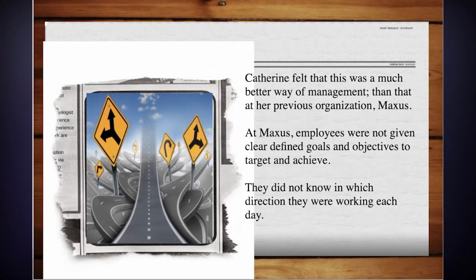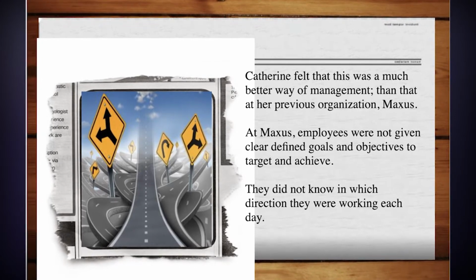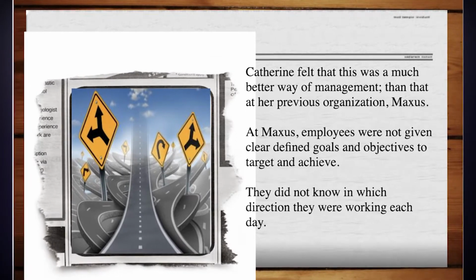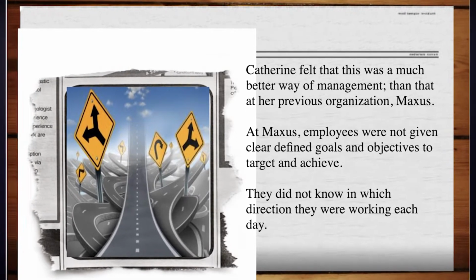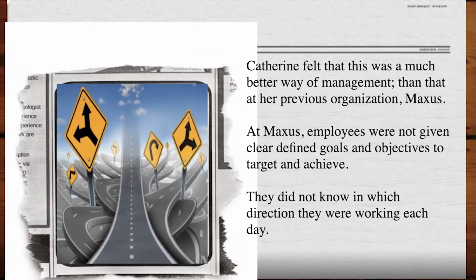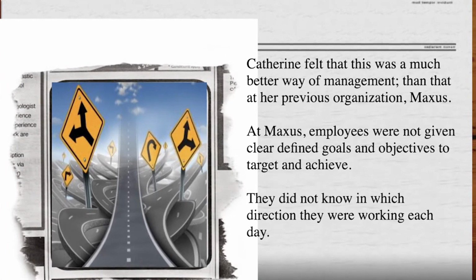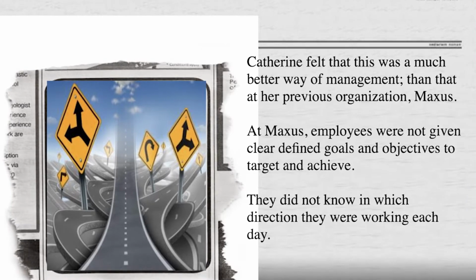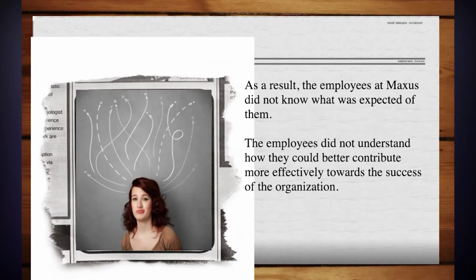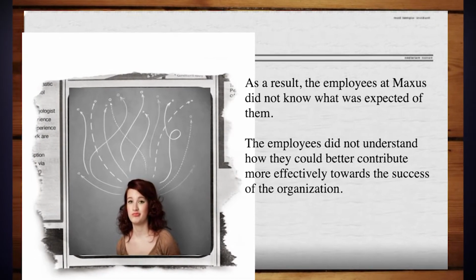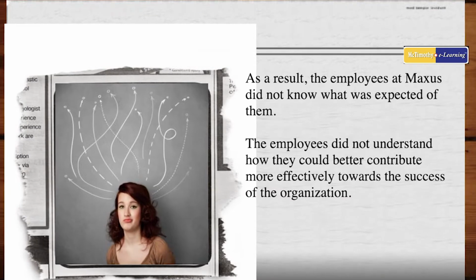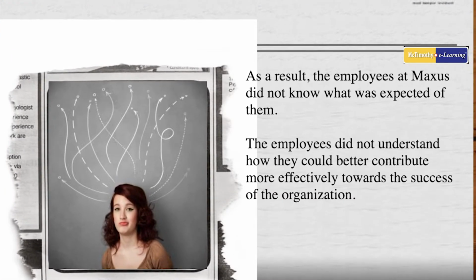And Catherine felt that this was a much better way of management than that at her previous organization, Masos. Masos employees were not given clearly defined goals and objectives to target and to achieve. They did not know in which direction they were supposed to be working each day at work. As a result, the employees at Masos did not know what was expected of them. The employees did not understand how they could better contribute effectively towards the success of the organization where they work.